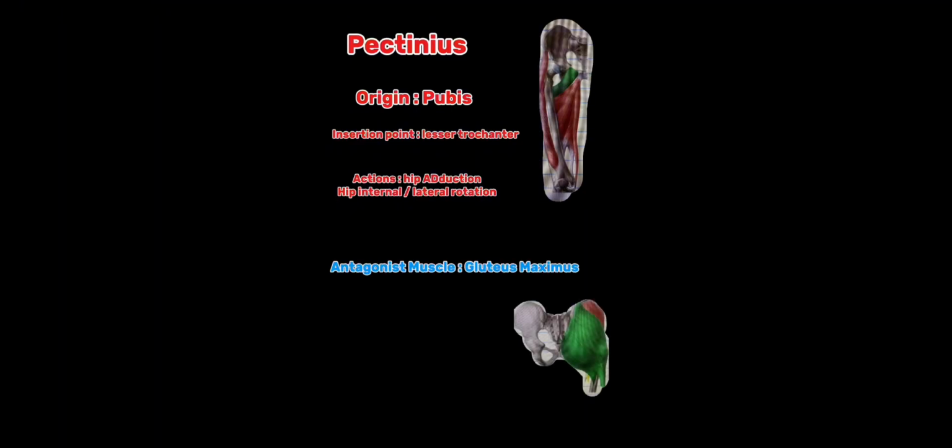For hip medial rotation, we will be looking at the pubis bone, which also consists of the ilium and the ischium. The joint movement for this specific bone is ball and socket. The agonist muscle would be your pectineus, which originates on the pubis. The insertion point is the lesser trochanter, and the actions are hip adduction and hip internal rotation, which obviously we're looking at right now. The antagonist muscle is the gluteus maximus.